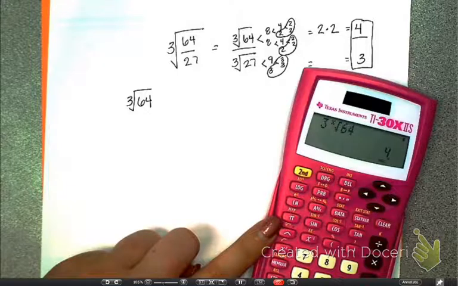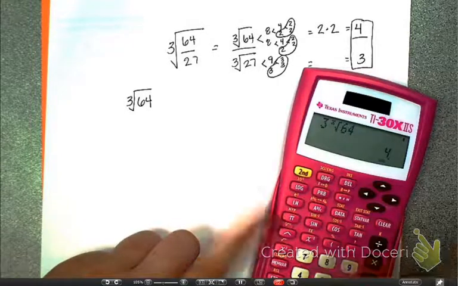And it still gives you 4. Okay, so why don't you try that with the cube root of 27 and make sure you still get 3. So the cube root of 27, plug that in. Did you still get 3? Yeah?